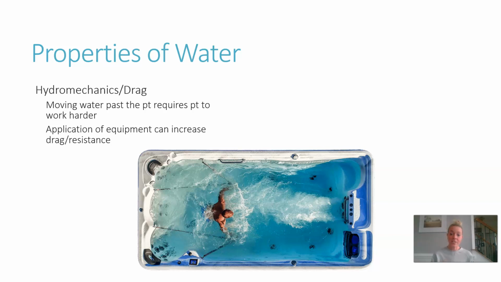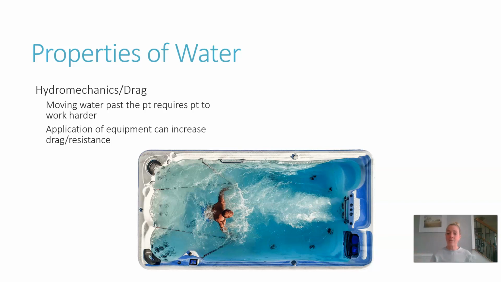We can turn the jets on the patient and have them just try to maintain their balance, right? The jets are going to kind of knock them off balance. That's going to be our perturbations for the patient. Or we can turn the jets on and have them walk into the jets to increase the amount of resistance they are exerting. Also, the application of equipment can increase drag and resistance.